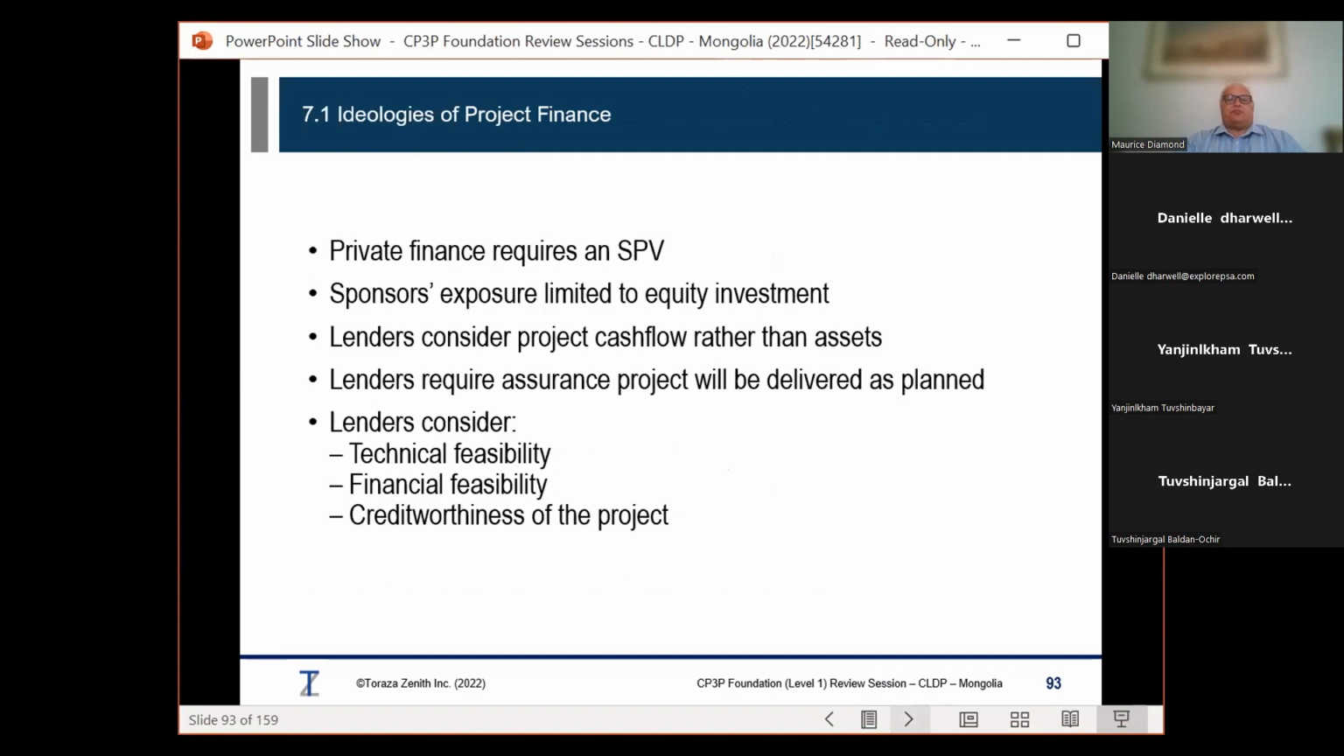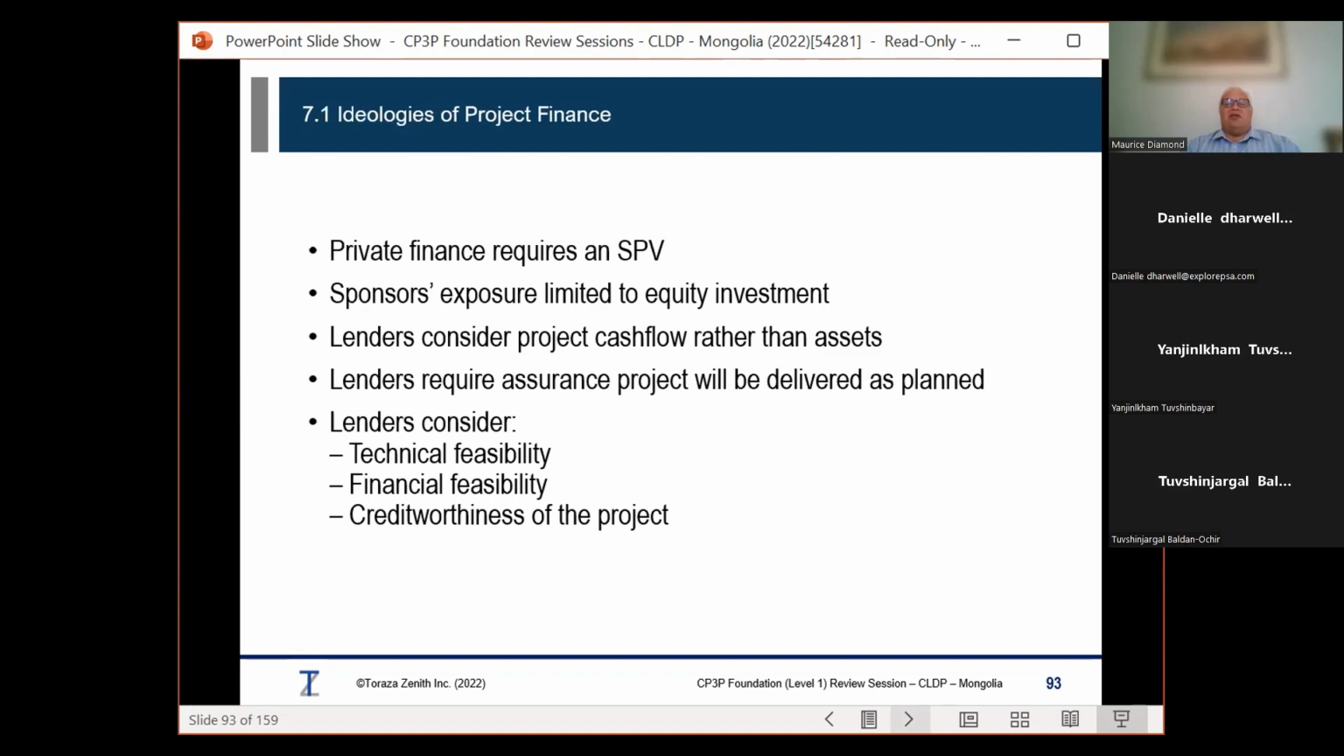Now, private finance, it says, requires an SPV. It enables the sponsor's exposure to be limited to its equity investment. The lenders will consider the project cash flow as an asset. The lenders require assurance the project will be delivered as planned, and the lenders will consider technical and financial feasibility studies, as well as the creditworthiness of the project.